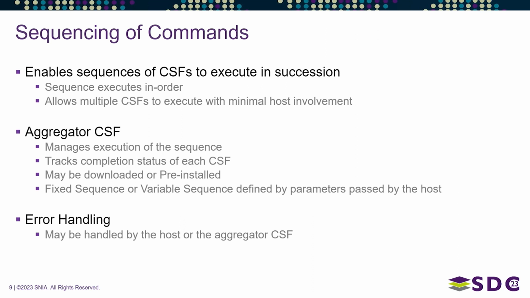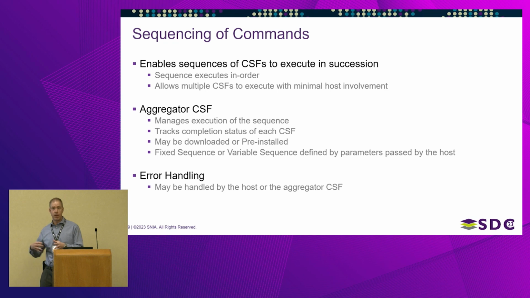So in the case of a fixed sequence, this aggregator would be programmed to say, I'm going to execute function A, then B, then C, and then that's it. With a variable sequence, you pass in parameters to it, and based upon that, it will execute different functions. So maybe it's A, then C, then D this time, or whatever the case may be, based upon those parameters. But the key is that the architecture specifies that, or will specify that moving forward to provide that capability.